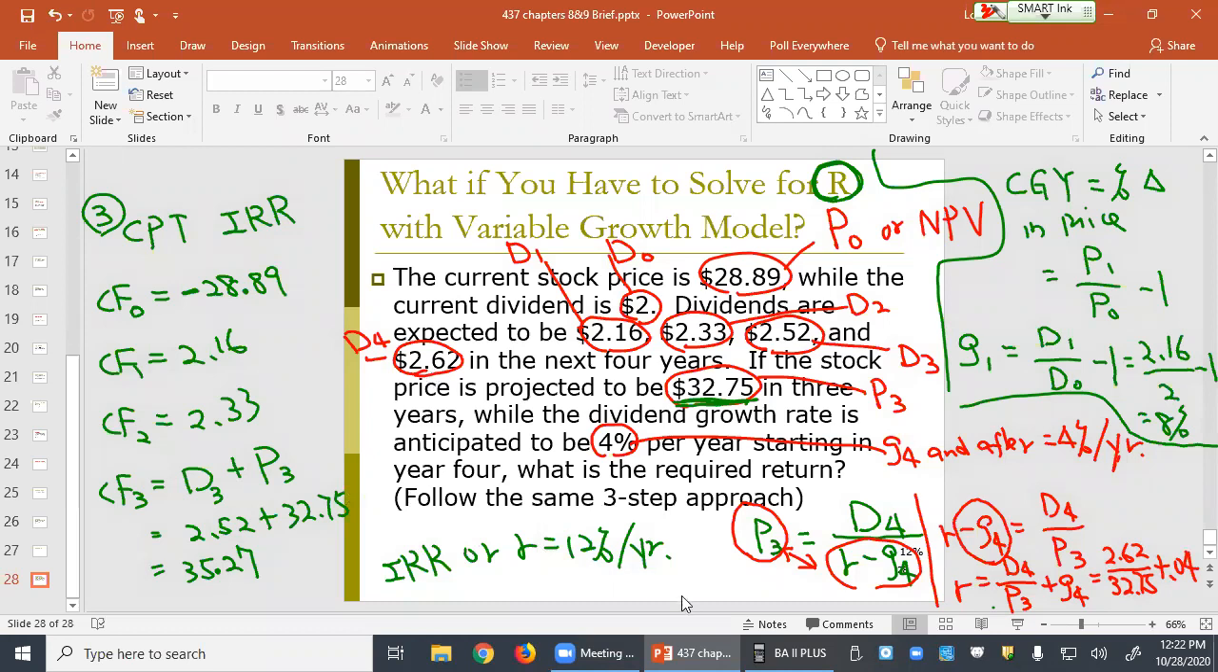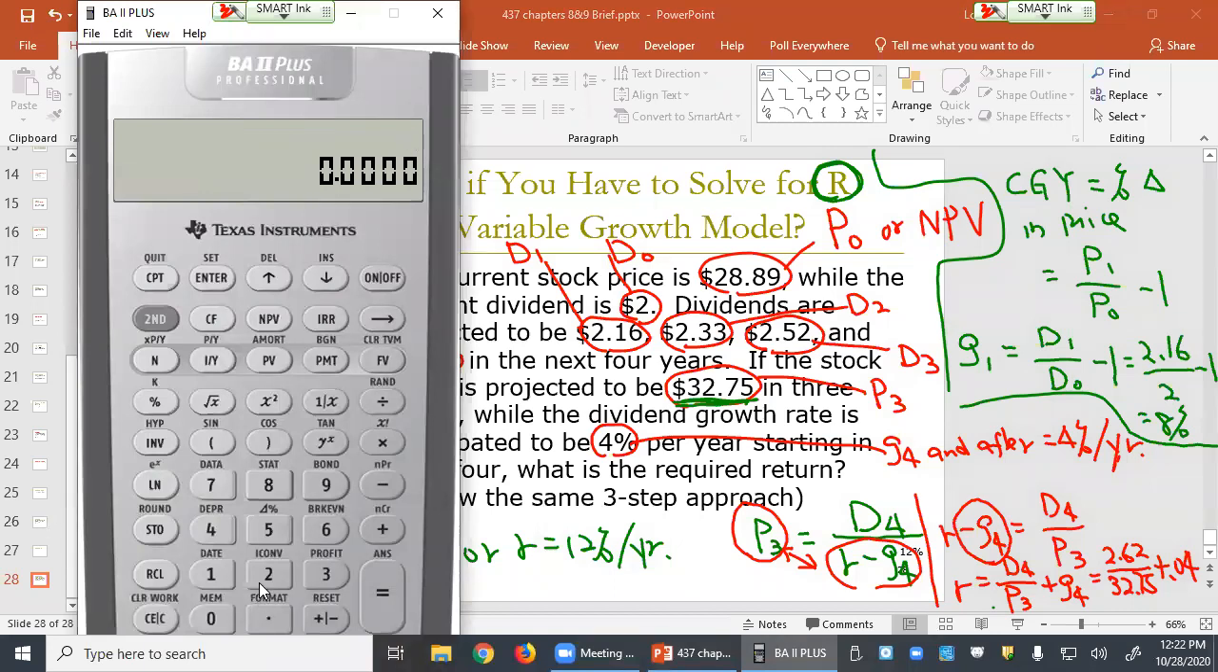If I bring back my calculator, move it to the left, just out of the way. Let's plug in the numbers. 2.62 in the numerator divided by 32.75 equals, I now add the 4% as my G4. This will also give me the R. But this shortcut is only workable if the rate of return is constant. In the real world, it may not be. Just saying. In the classroom, we'll always try to simplify a little bit.